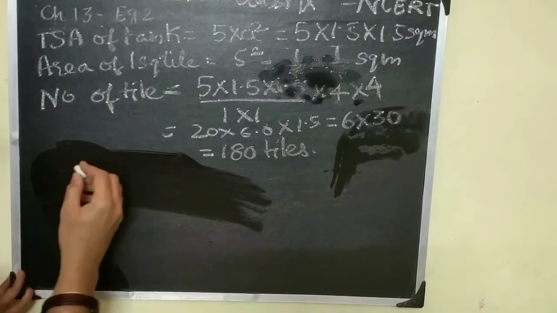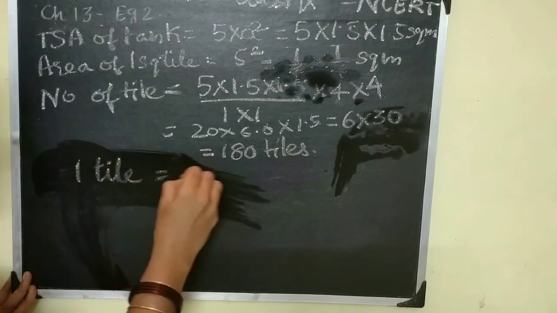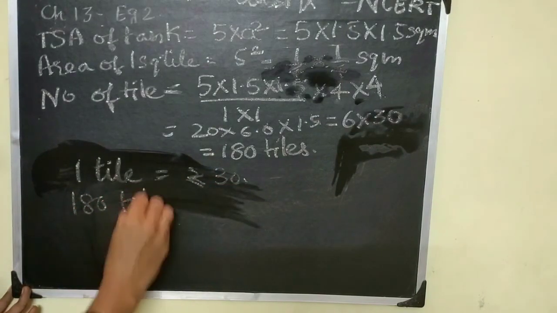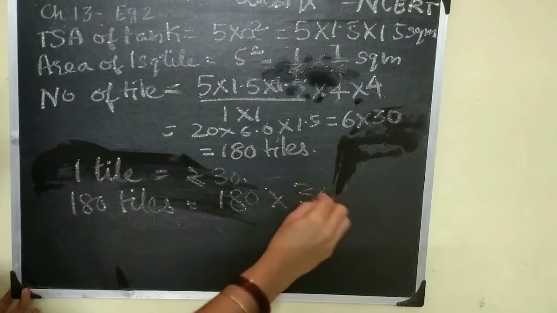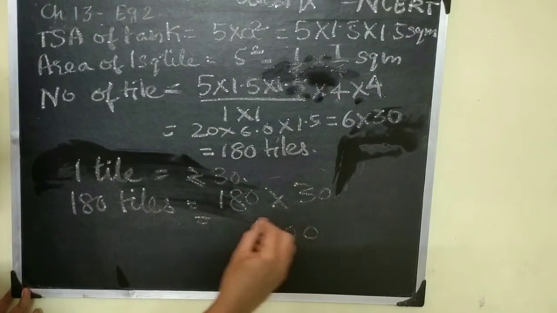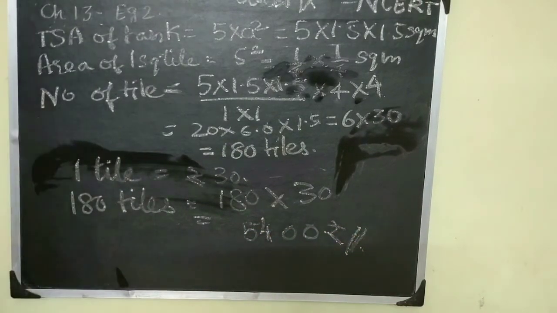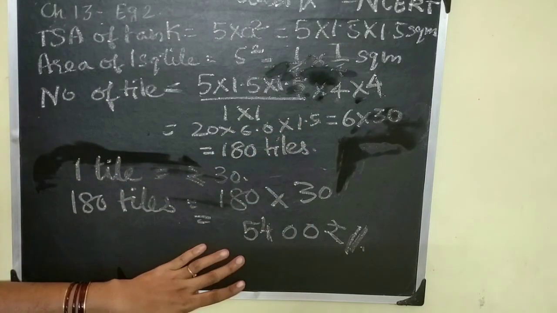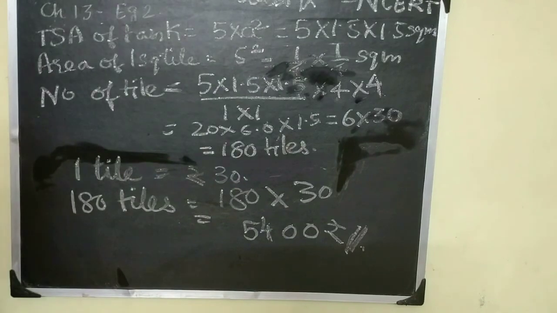We already saw one tile is equal to 30 rupees. So 180 tiles, it's going to be 180 into 30, which is equal to rupees 5,400. So remember, if it's easy, you simplify. Otherwise, we can easily do the simplification in the last step. So this is how we should do the sums.